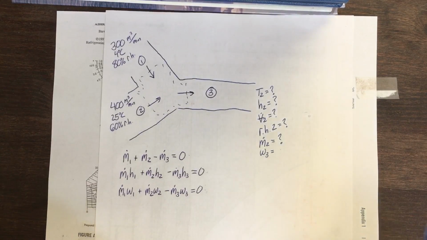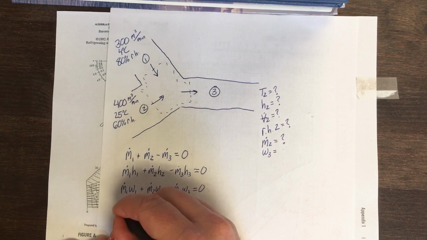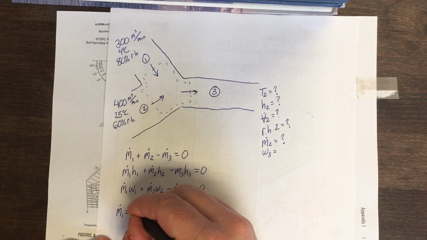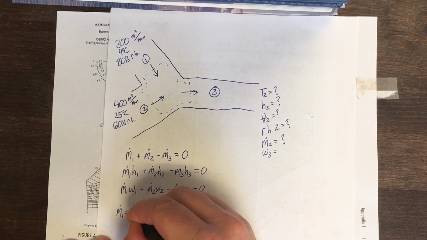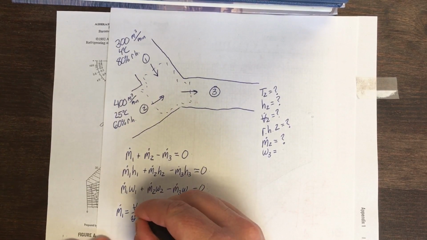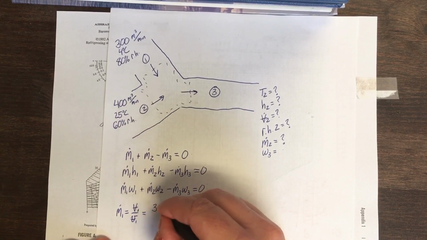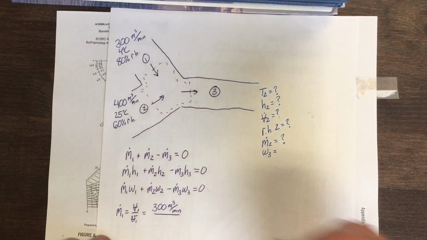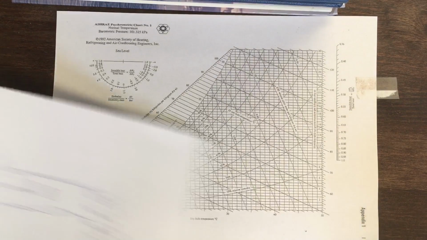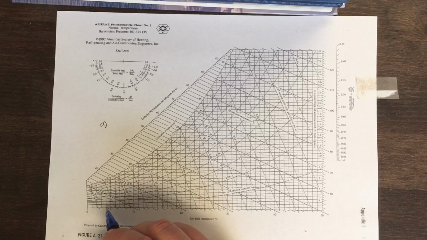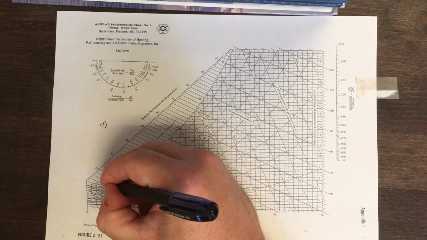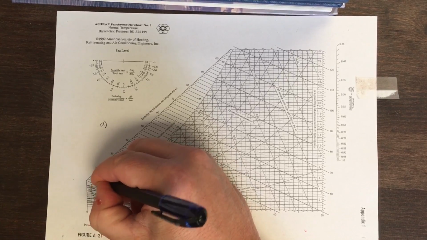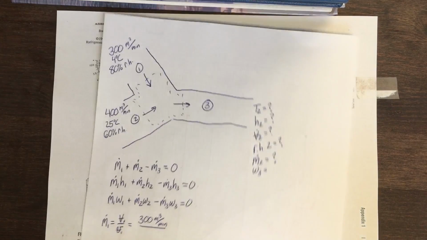So let's do these. We want mass flow rate 1. The volume flow rate over the specific volume. Volume flow rate 1, 300 meters cubed per minute, divided by the specific volume at 1. 4 degrees C, 80% relative humidity. Remember, that's the same point we had earlier. That looks like 0.79.